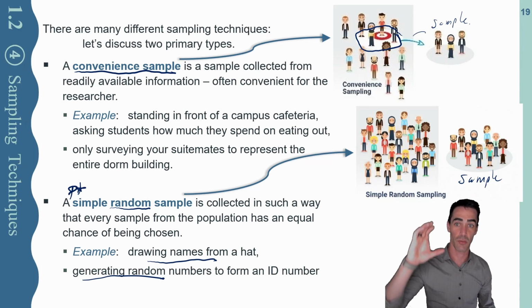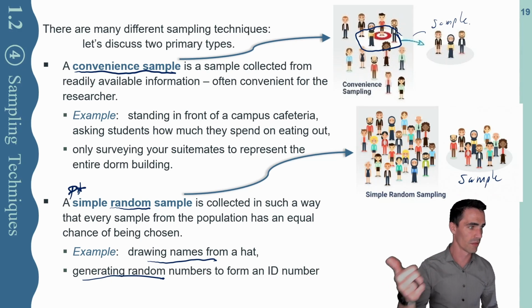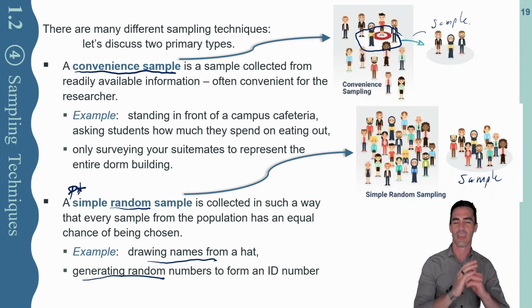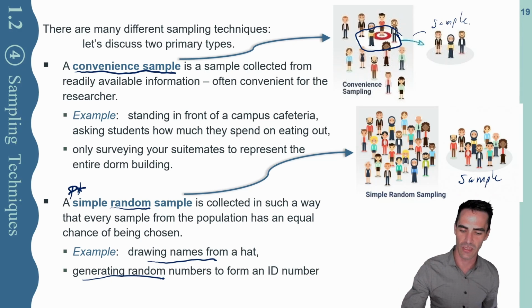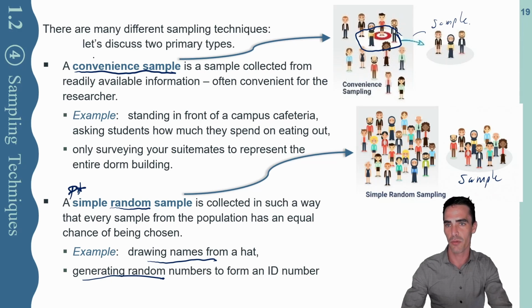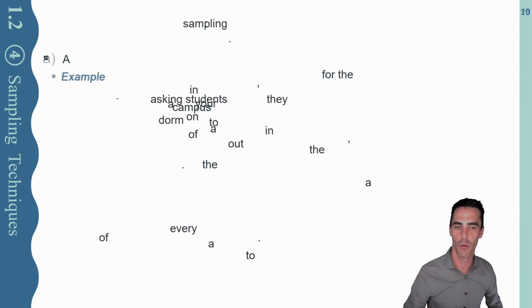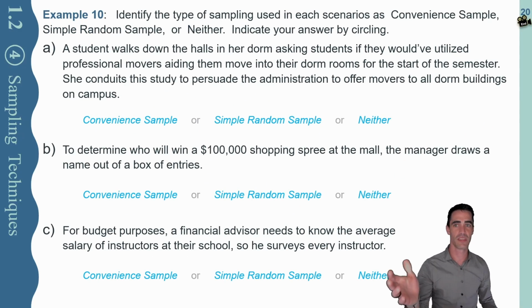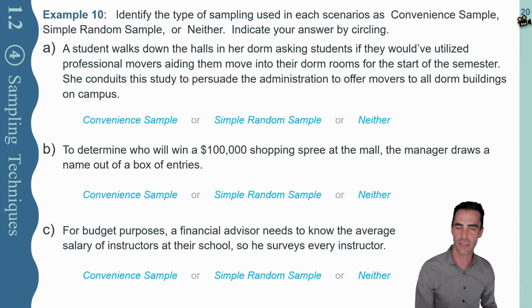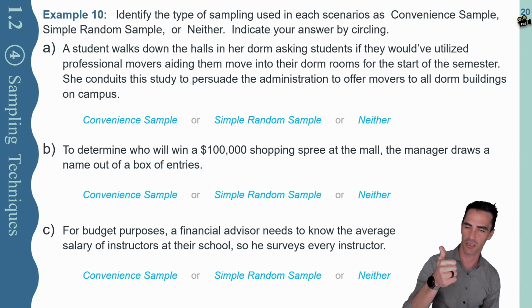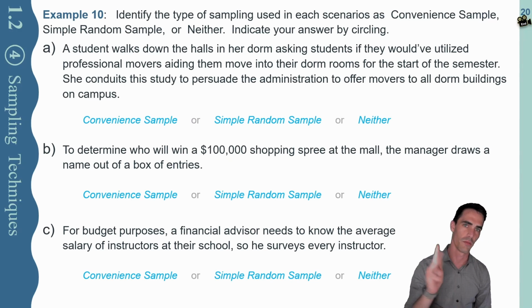So it's important we can differentiate between good sampling techniques like simple random and very not good ones, convenient, which is oftentimes when you read internet polls and things like this, these are oftentimes convenient samples. And so automatically we should be a little bit more suspicious. Let's do an example identifying these different sampling techniques. Identify the type of sampling used in each scenario as convenient, that's not the good one, simple random, that's the gold standard, or maybe it's neither. Indicate your answer by circling.